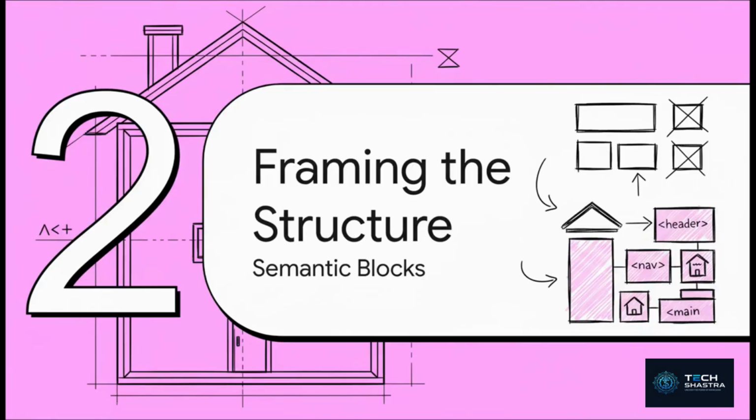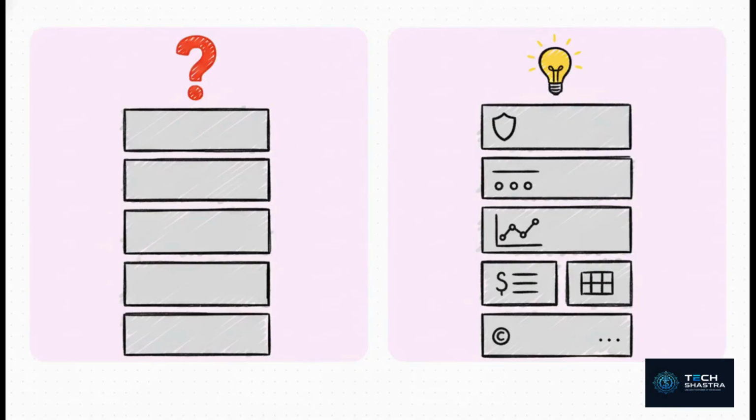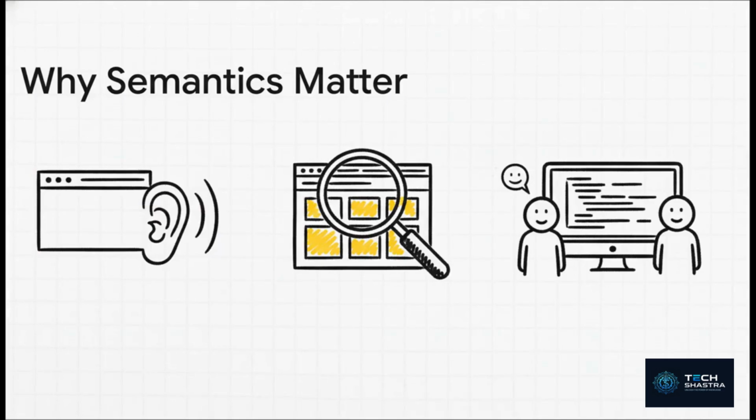All right, we've got the blueprint. Now let's start framing the house. And in modern web development, we don't just use generic blocks. We use what are called semantic blocks, tags that actually describe their own purpose. This is a total game changer. Just look at this comparison. On the left, you've got a structure made of generic div tags. Yeah, it works, but it's meaningless. You have no idea what each section is for without reading the content. But on the right, we're using semantic tags like header, nav, main, and footer. The code literally explains itself. It's instantly readable.